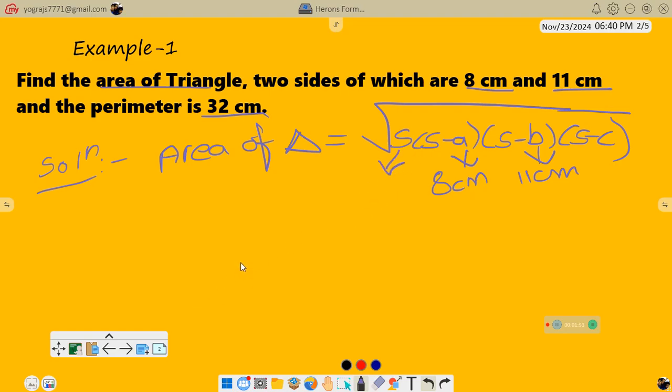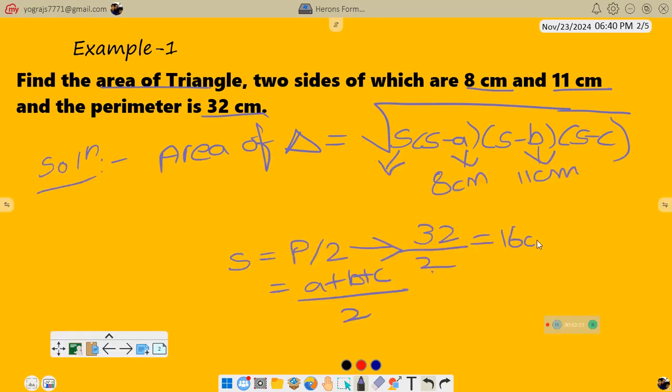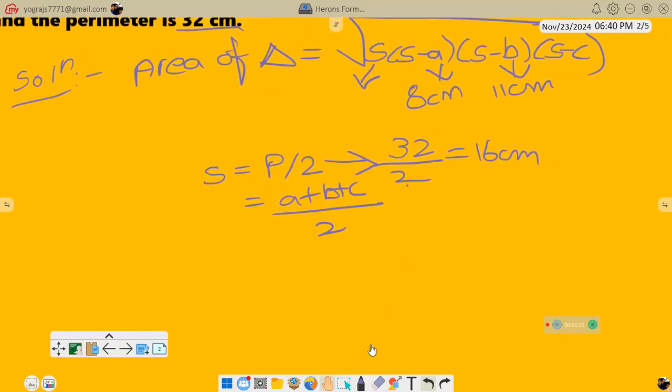Now we already know that finding S is very easy. That is S equals P by 2, which equals (A plus B plus C) by 2. Now the third side is not given, so we will not use this. We can use the perimeter divided by 2, because the semi-perimeter is half of the perimeter. The given perimeter is 32, divided by 2 equals 16 cm. Now we have to find the third side, that is C.